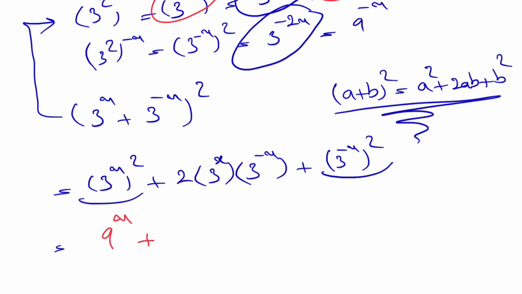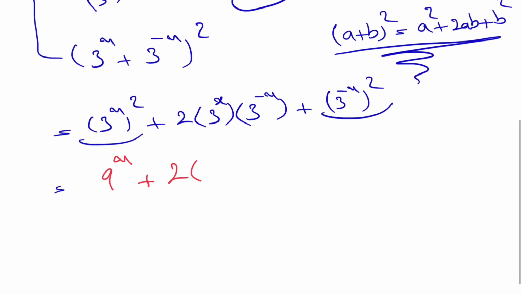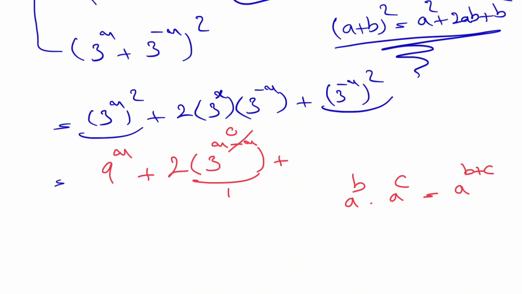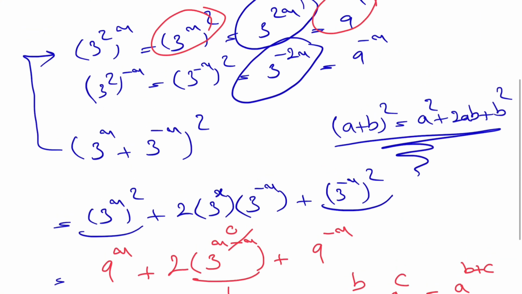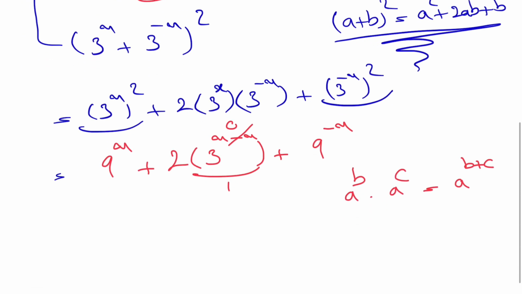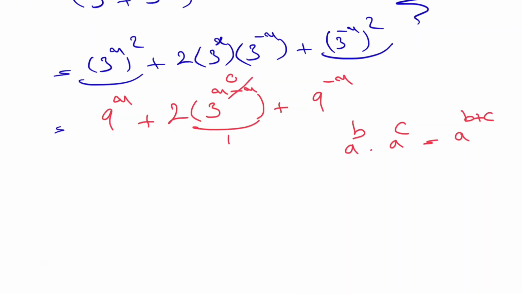The second one, we will have 2 times 3 to the x times 3 to the minus x. And from the law of exponents, we know when we have a to the b times a to the c, this will be equal to a to the power of b plus c. So simply we have 3 to the power of x minus x, which will be 0, and this will be 1. And the last one is (3 to the minus x) squared, and this will be 9 to the minus x, and this is coming from what we have in here, so this will be equal to 9 to the minus x. And it seems this is getting very easy as we go along.